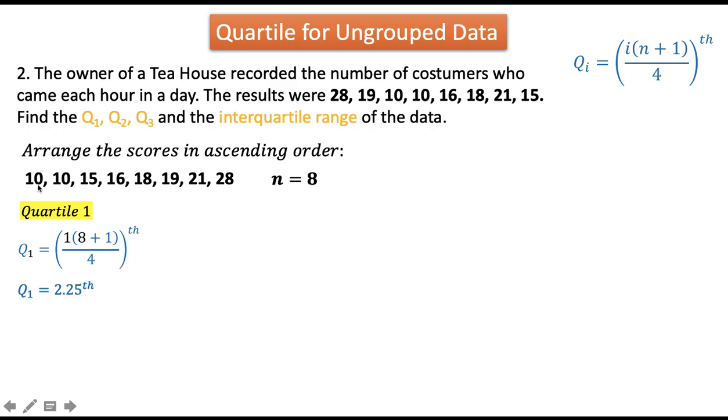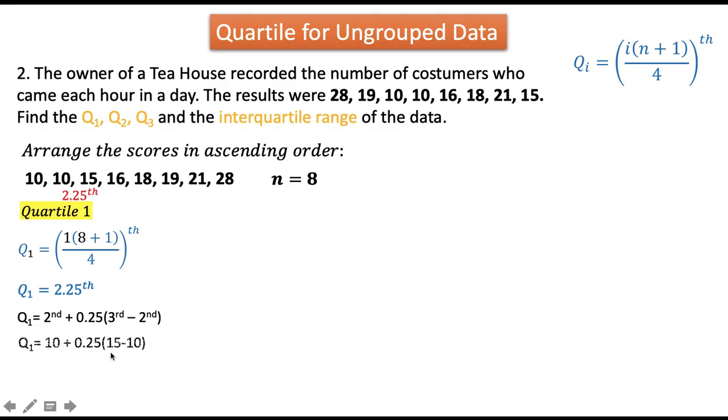So we're going to locate that. So this is the first, this is the second. So it means this 0.25 here is located between 10 and 15. So 0.25, that is 1/4. So how are we going to compute that? So this is the 2.25th. So it is somewhere here. Now, second rank plus 0.25 or 1/4 of the difference between the third rank and the second rank.